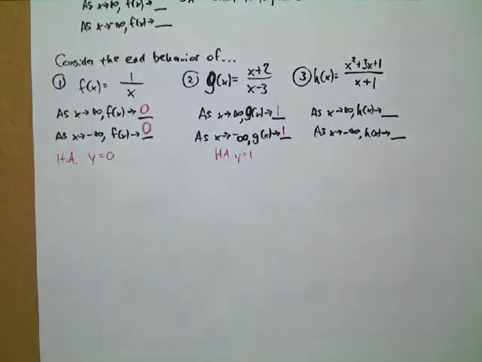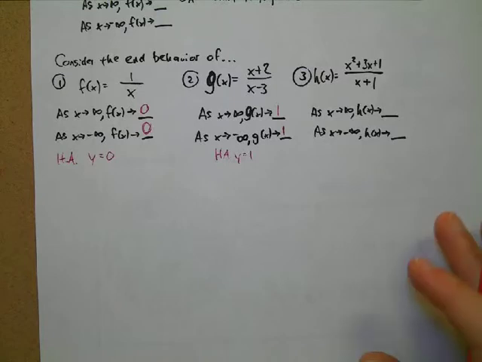Okay. Y equals zero. So we have y equals one, right? And that's because our end behavior there indicates we're going to one. For number one, zero is where our end behavior is approaching, and so we end up having a horizontal asymptote at zero, right? That's how we can indicate that there. We can see that.